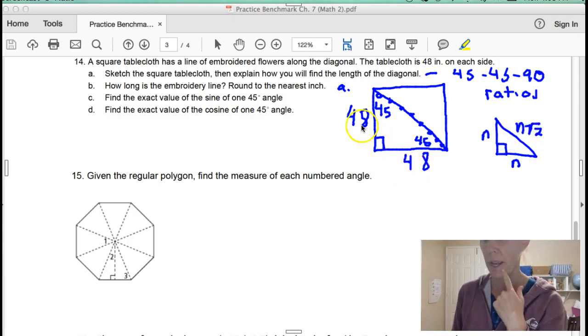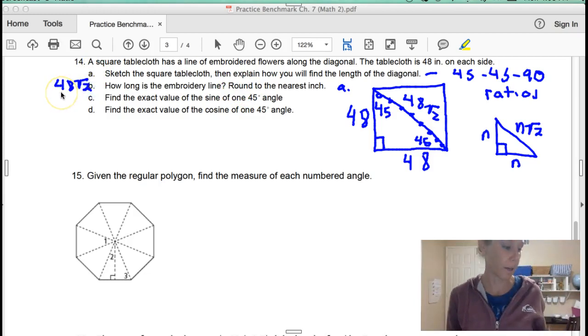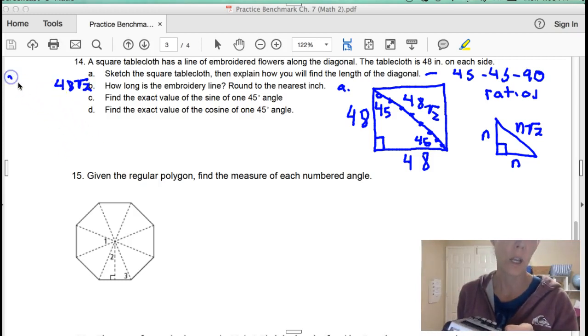So if this is 48 and this is 48, this is going to be 48 root 2. So part B, how long is the embroidery line? 48 root 2. And since it says round to the nearest inch, go ahead and plug that in on a calculator. Let's go 48 times root 2 on a calculator. And I'm going to get 67.88. So I would round that to 67.9 to the nearest inch, 67.9 inches. And that is the length of the diagonal.